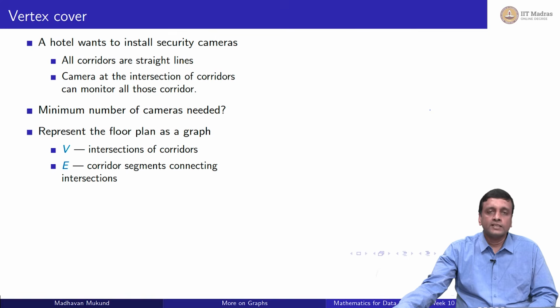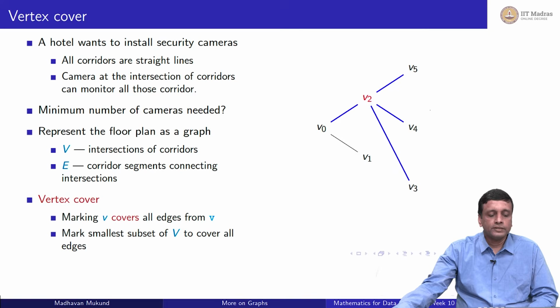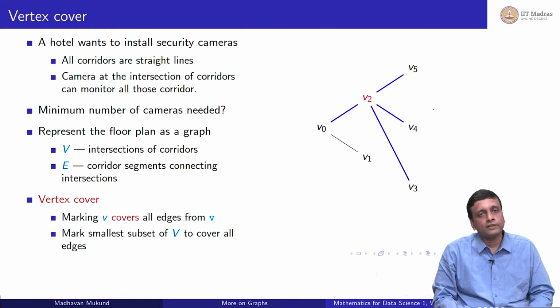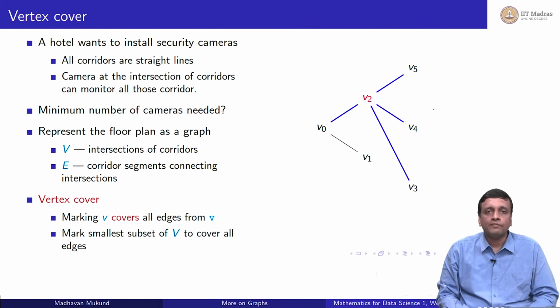So I put vertices at intersections and my edges now connect these intersections. There are segments of the corridor which run from one intersection to another intersection. And now my question is one of something called a vertex cover, which is that I want to choose a subset of these intersections such that if I put a camera at this subset, then every corridor segment is covered. So in graph theory, this is called a vertex cover question.